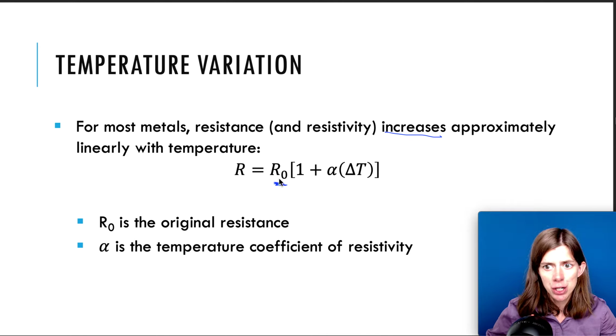This R0 is the original resistance before the temperature change. You're going to multiply that by 1 plus alpha. Alpha is a temperature coefficient of resistivity, so this is a constant that depends on the material. And then you're going to multiply by the change in temperature. So all of these things are going to be positive, and the whole factor here is going to be greater than 1. So you're going to multiply your original resistance by something greater than 1. So you will get a bigger resistance after that temperature increase.